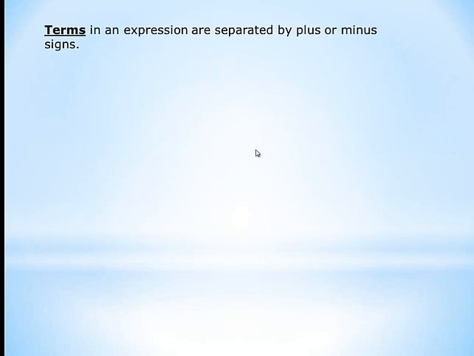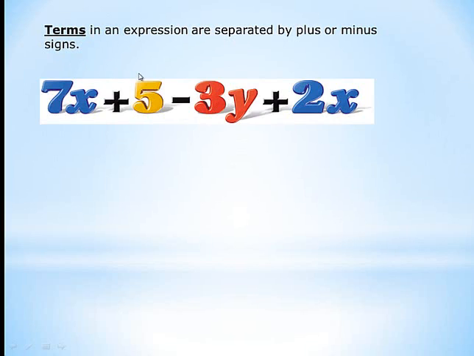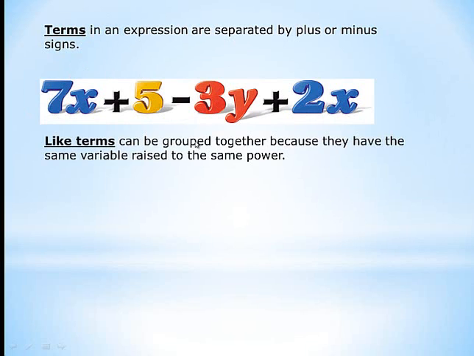So the definition of a term is an expression. Terms in an expression are separated by a plus or minus sign. In this problem, the like terms can be grouped together because they have the same variable raised to the same power. X's go with X's, Y's go with Y's, there's no other Y here, whole numbers go with whole numbers. So in this particular problem, the 7x and the 2x are like terms.